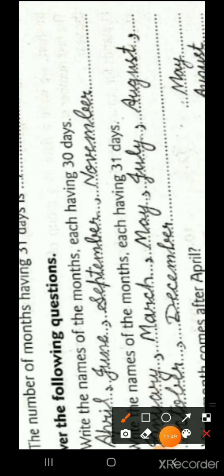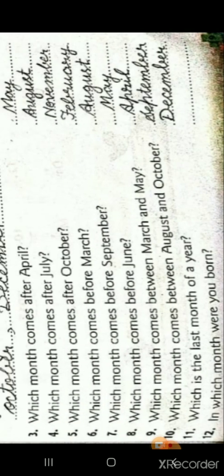Write the names of the months, each having 31 days. So you will have to write those months' names which have 31 days. Yes, January, March, May, July, August, October and December, like this.